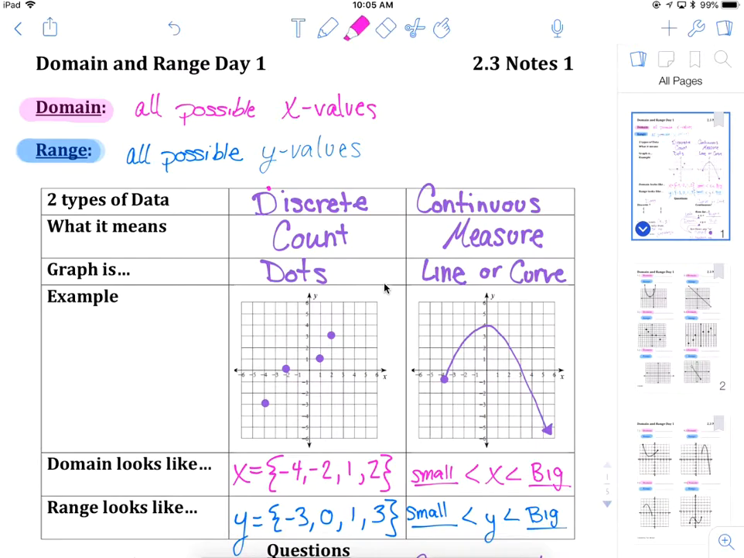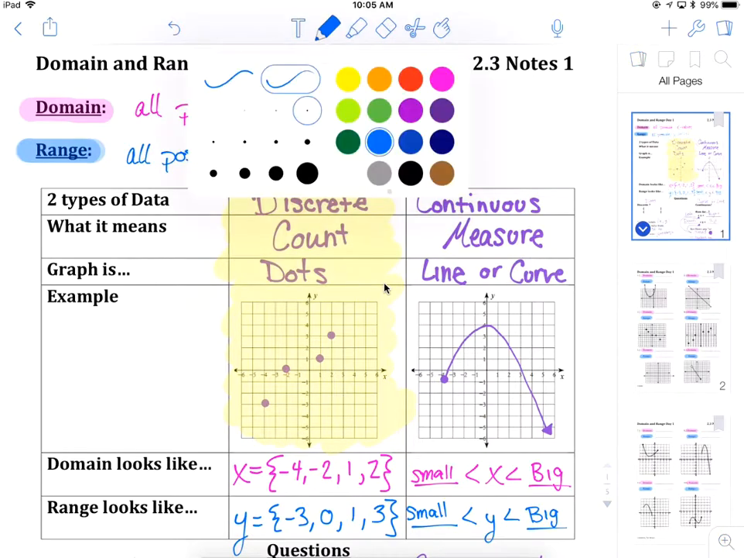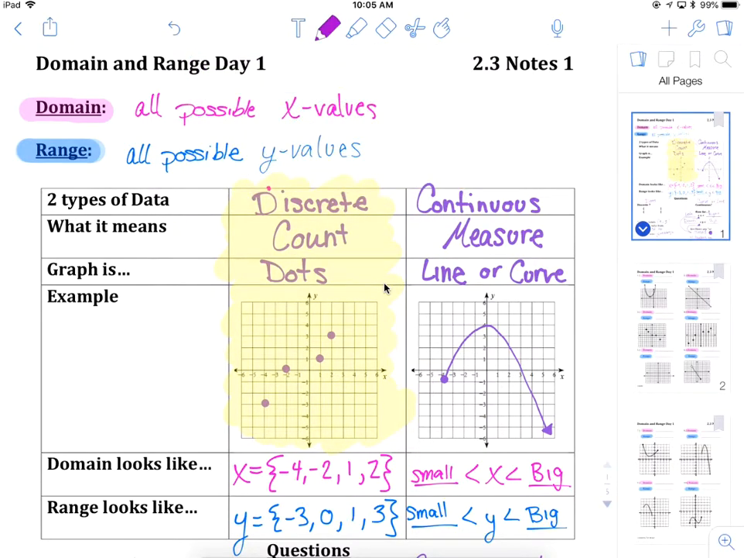So if we focus just for a second on anything that's discrete, okay? Discrete data is going to be anything I could count. A few examples of that, you don't need to write this down, but a few examples of things I could count is I can count how many people are in a class. I can count how many cars are in a parking lot. I can count how many trees are in the courtyard. All of those are discrete data, okay?